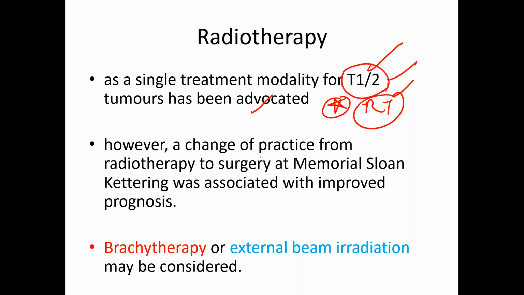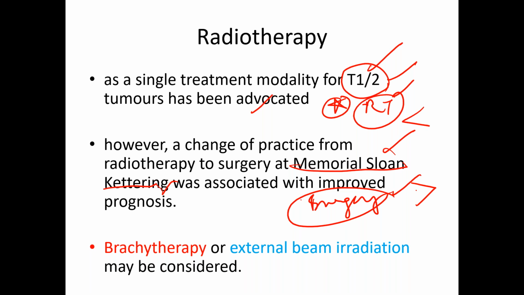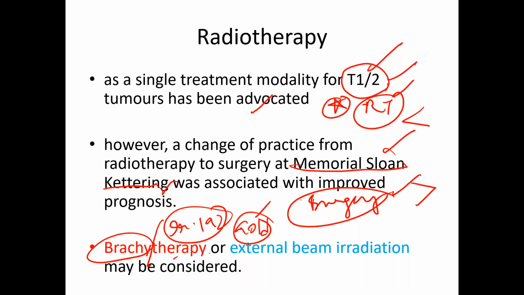However, Memorial Sloan Kettering, which is a standard for cancer, says surgery is better than radiotherapy. Less surgery is more. In brachytherapy, you put, for example, iridium 192 or gold, a small source inside the tumor, which delivers radiation and decreases the tumor size. So that is called brachytherapy.